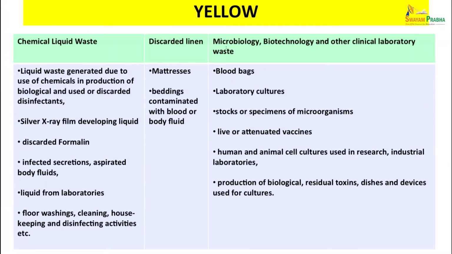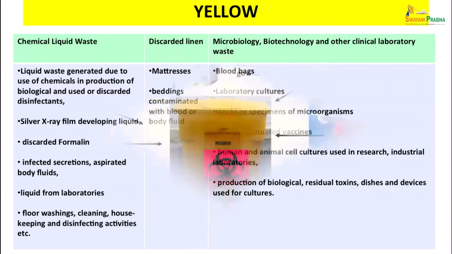Now, chemical liquid waste is the liquid waste generated due to use of chemicals in production of biologicals and used or discarded disinfectants, silver X-ray film developing liquid, discarded disinfectant, formalin, infected secretions, aspirated body fluids, liquids from laboratories, floor washings or disinfectant which are used in disinfectant activities, or you could also put in discarded linen, mattresses, beddings contaminated with blood or body fluids, microbiology waste, lab waste which contains the blood bags, lab cultures, stocks or specimens of microorganisms, live vaccines or attenuated vaccines, then the cell cultures which are used in research and industry laboratories, also petri dishes, devices used in cultures, all these comprise the waste which can go to the yellow bags.